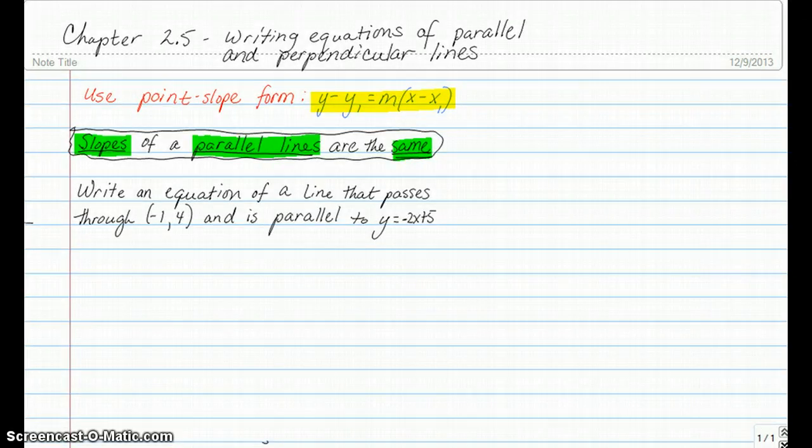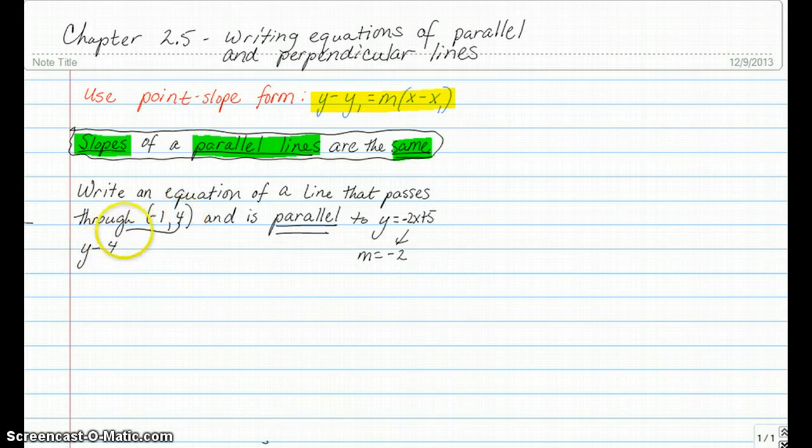Okay, since we know that the lines are parallel, we're going to have the same slope. So the m on y equals negative 2x plus 5, the m is negative 2, which means that the slope of this second line, the parallel line, is going to be negative 2. So we're going to use the point-slope form, so y minus y sub 1 is going to be this y right here, the 4.